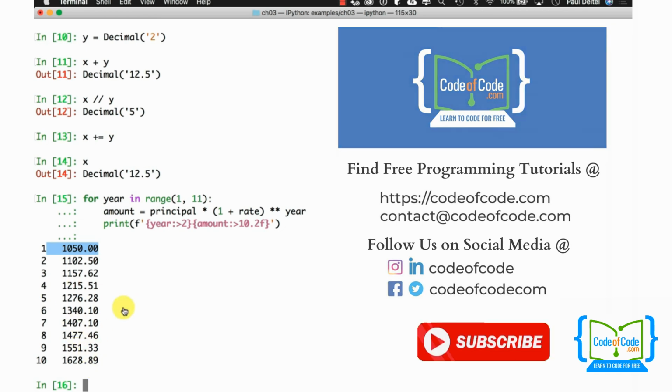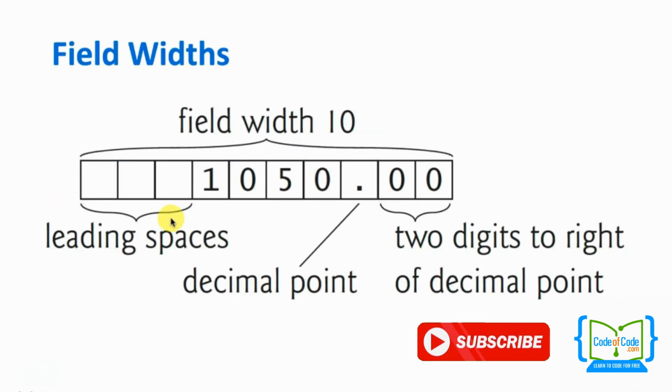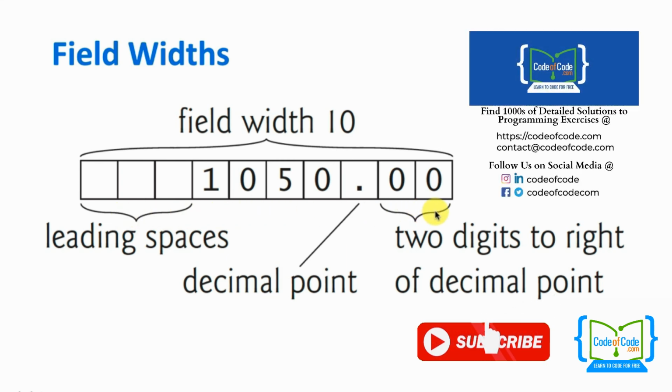And actually, let's just quickly take a look at another diagram here. So this is diagramming what I just showed you in the IPython session. So the 2 digits to the right of the decimal point are at the rightmost edge of our field width of 10. Then we have the decimal point, so that's 3 out of the 10 digits. Then we have the 4 digits that were to the left of the decimal point, so that's 7 out of the 10 digits, and all of the other leading character positions are simply filled automatically with spaces for you.